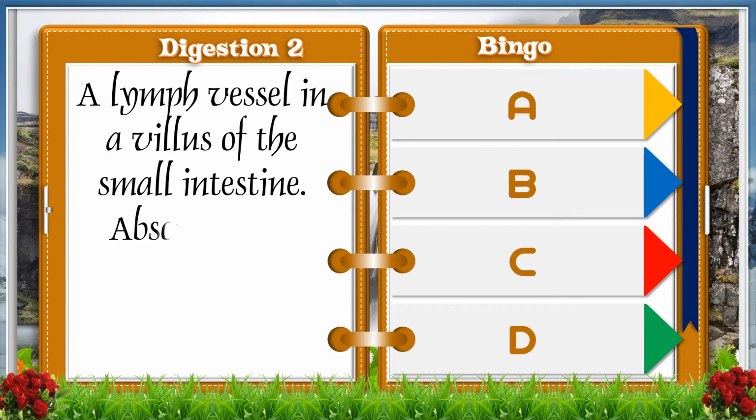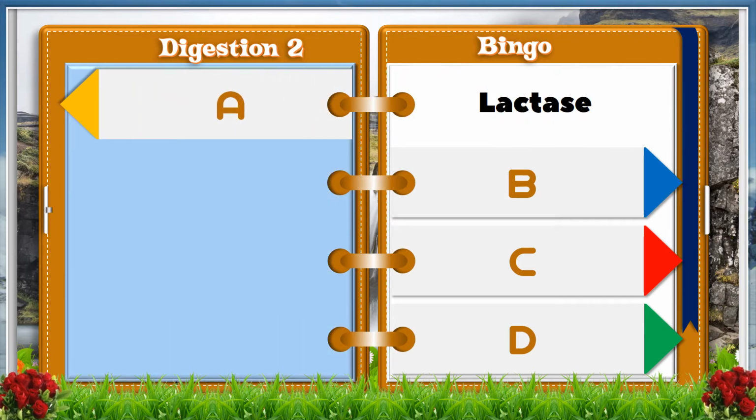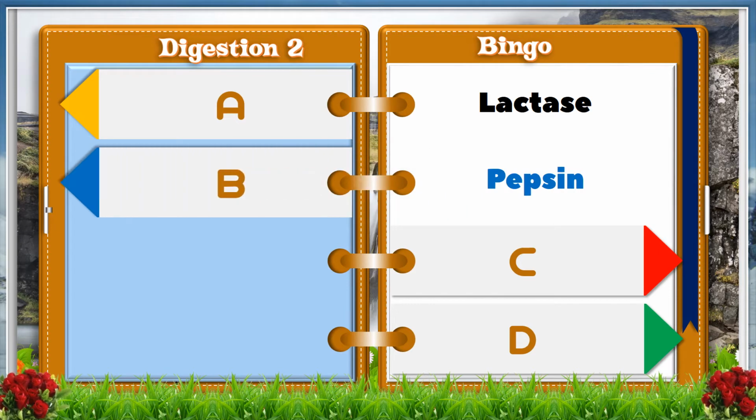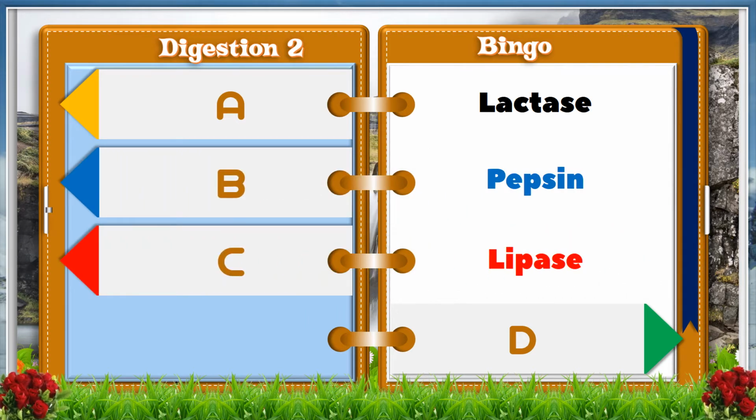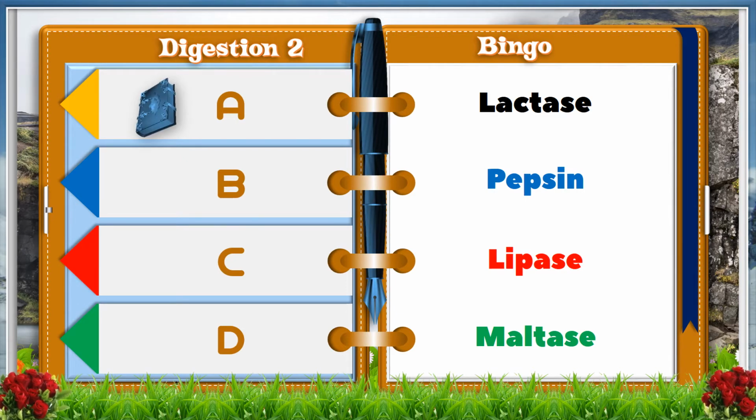A lymph vessel in a villus of a small intestine absorbs fatty acids and glycerol after digestion of fats. A. Lactase. B. Pepsin. C. Lipase. D. Maltase. And the answer is A. Lactase.